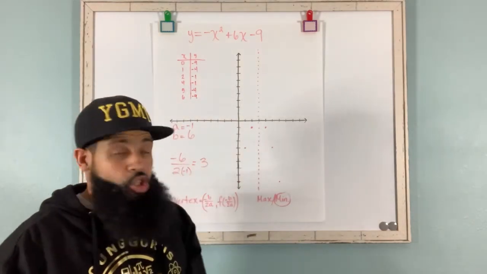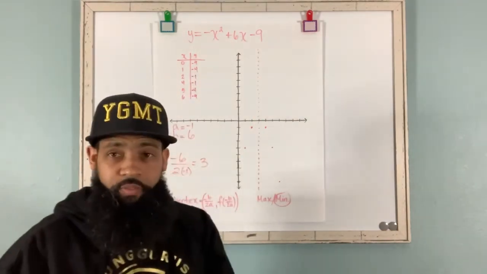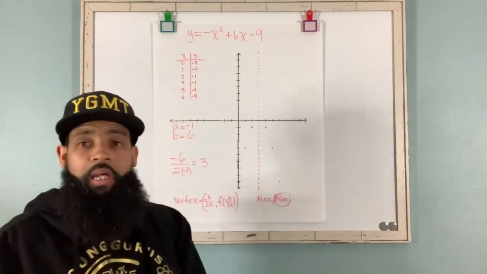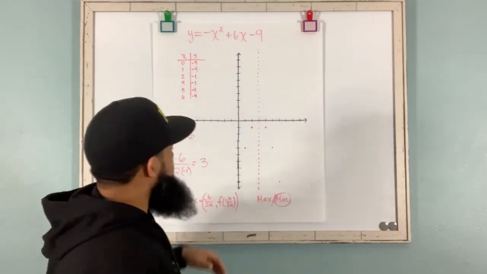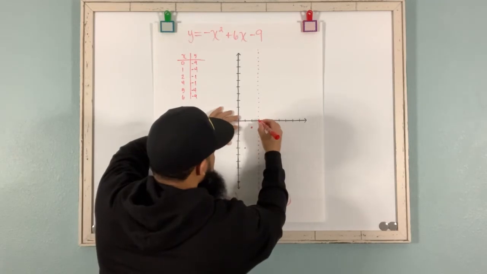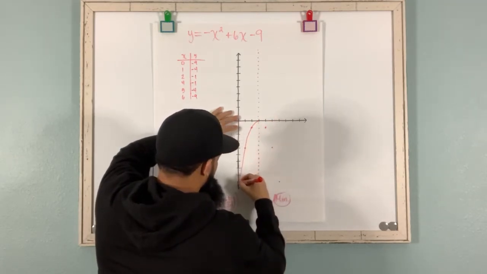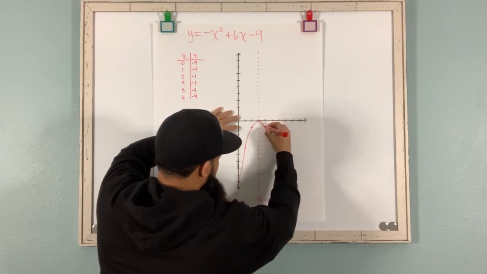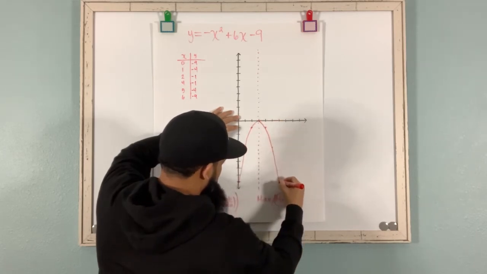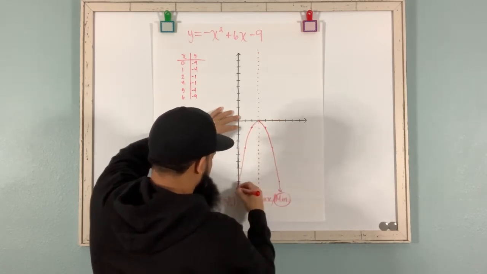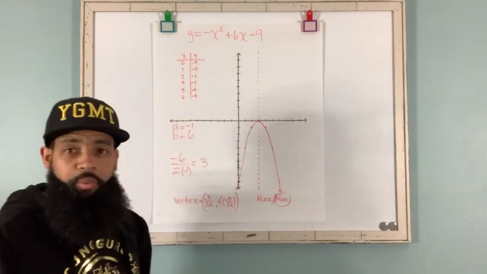Now, you can actually plug those values into the function, each x value, and get the corresponding y value. Now I have these points. So I'm just going to draw my function. And that's what this parabola looks like.